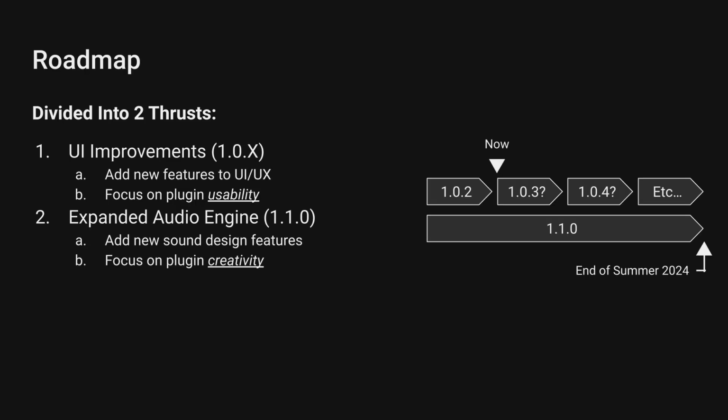Let's talk about the future of Ripple Delay. This plan is for until the end of summer 2024, which is when I plan to release version 1.1.0, which is going to be the first major release of the plugin after the original version. Now, the plan is divided into 2 main thrusts. The first one is to just do UI improvements, which we've already seen in 1.0.1 and 1.0.2. And so this focuses on just plugin usability, taking the core feature set enabled by the audio engine and making it as useful as possible.